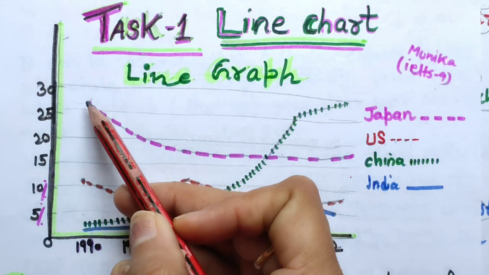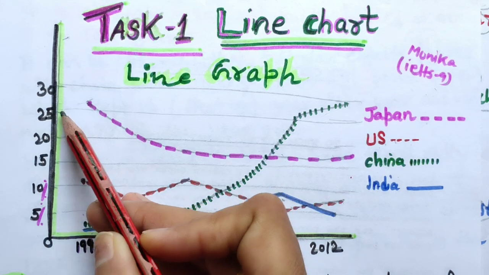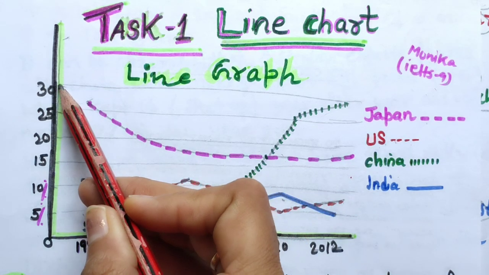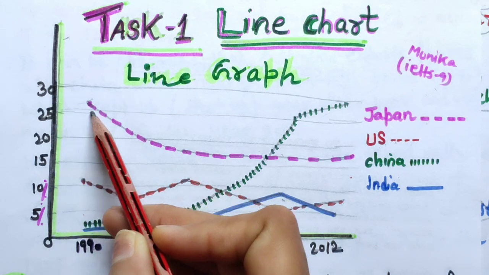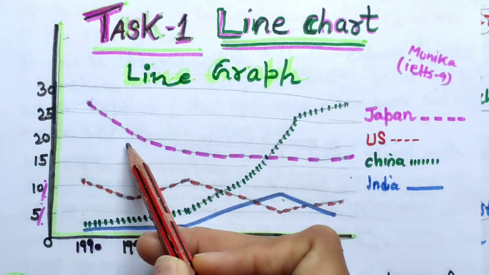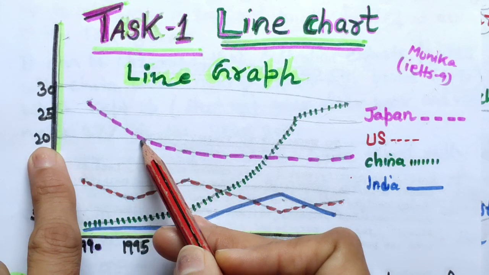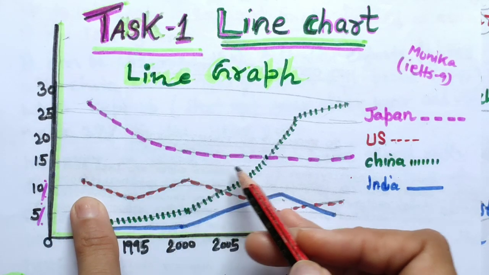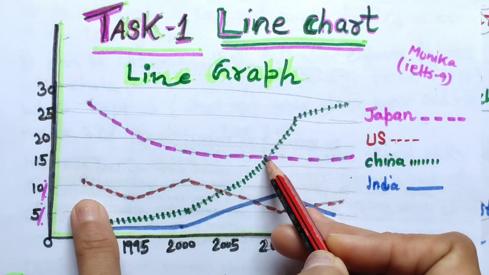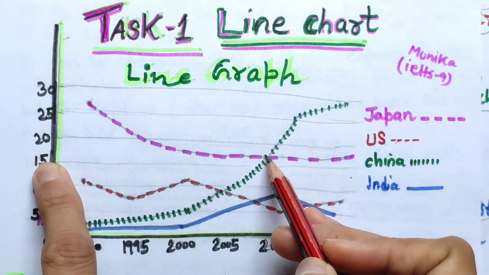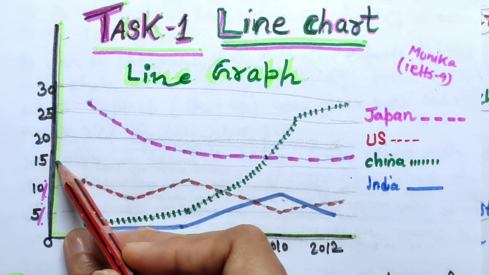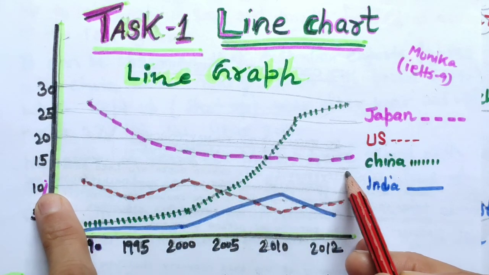Here you can write this before getting to the details. In the exam there will be no line like this. I have drawn a line at 30% so that you can easily come to know whether a value is exact or not. You can see this is not exact, this is between 20 and 15. That's why it is important to mark these lines along with the left hand axis.